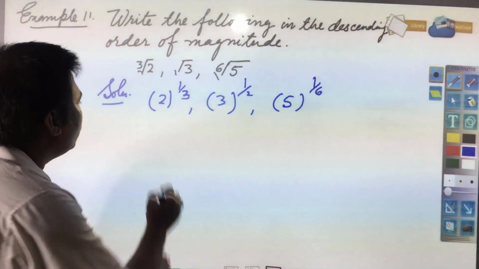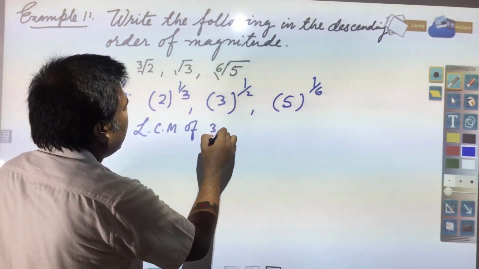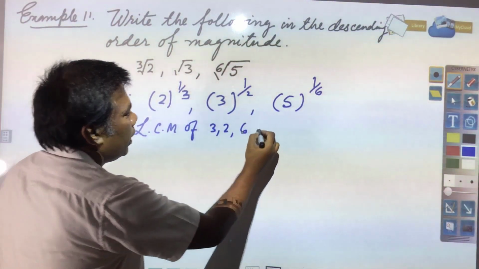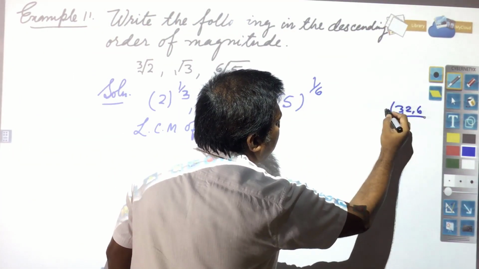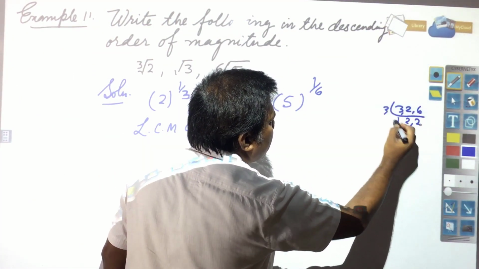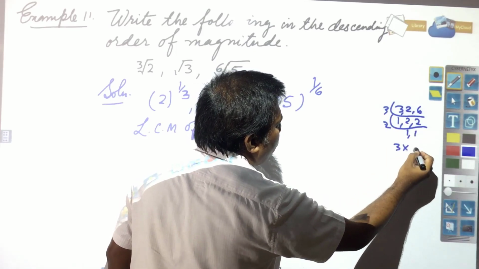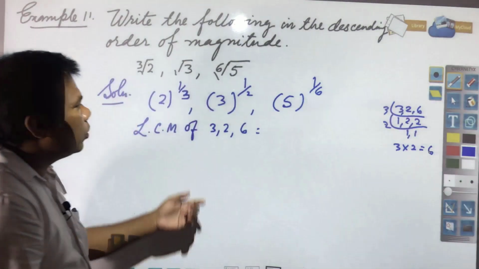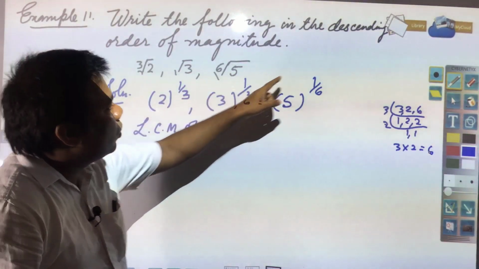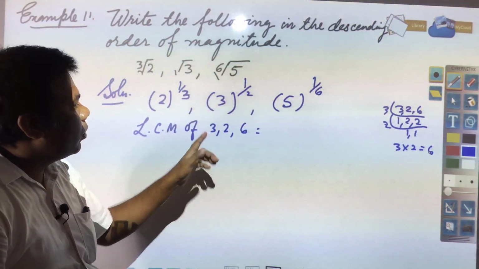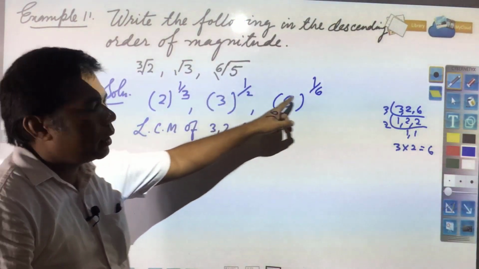What we need to do? Find out LCM of 3, 2 and 6. What will be LCM? 3 1 is 3, 3 2 is 6, 2 1 is 2 and 2 3 is 6. So, 3 into 2 you will get 6. Now, what we will do? We will make them equivalent, 1 by 3, 1 by 2, 1 by 6, by making them 1 by 6.